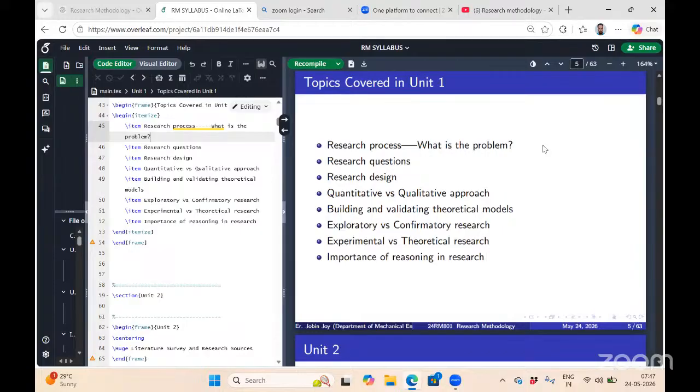Then, building and validating theoretical models. Theoretical models are conceptual or mathematical representations to explain systems and processes. So these theoretical models are conceptual, or the mathematical representation of a particular system or process. This mathematical representation is used to explain that system or process. That is what is called a theoretical model.